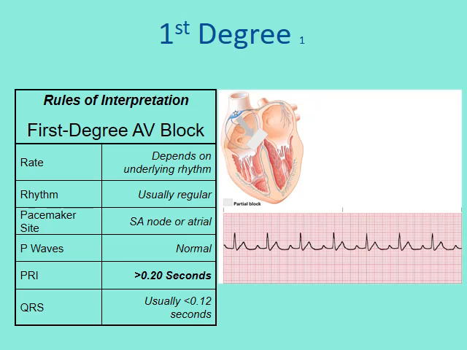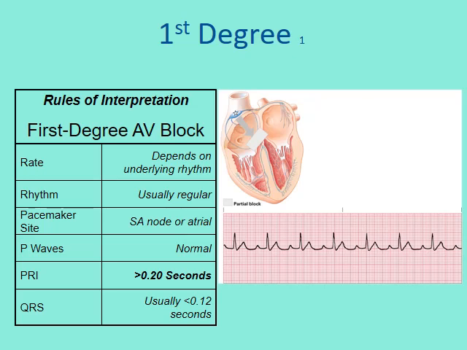Get your charts out here. Remember, your 5-step rhythm recognition process goes on the left side of your chart, and the names of your rhythms go across the top of this chart to keep things in order. The rate of a first degree block depends on the underlying rhythm. It could be slow, it could be normal. The rhythm is usually regular, the R to R interval.